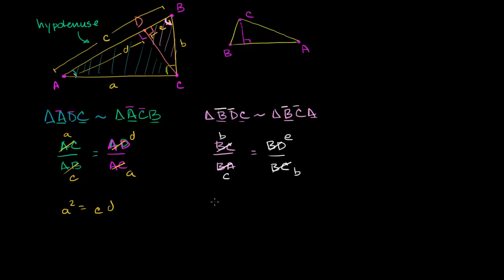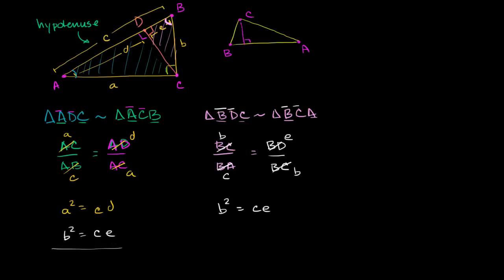We can cross multiply here and we get b times b. And I've mentioned this in many videos, cross multiplying is really the same thing as multiplying both sides by both denominators. b times b is b squared is equal to ce. And now we can do something kind of interesting. We can add these two statements. Let me rewrite the statement down here. So b squared is equal to ce.